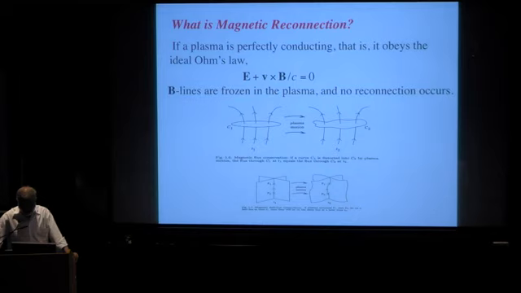The consequence of the frozen-in flux condition is that B lines are frozen in the plasma and no reconnection occurs. But as I said, this is codified often in the form of theorems, which I will state.